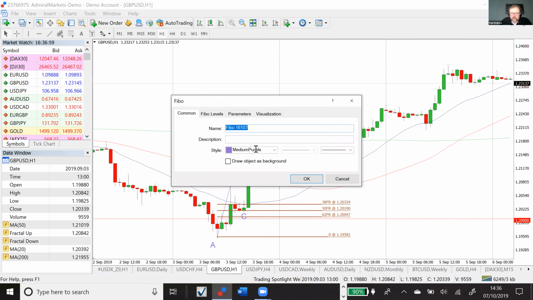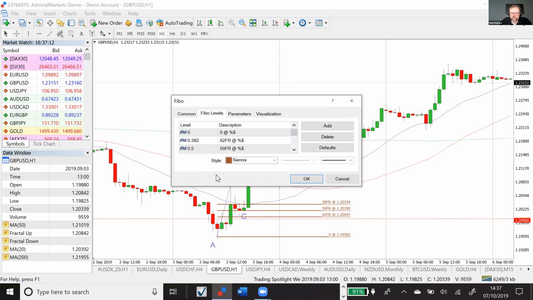What you can do here is just select that, and that means you can change the colors, and you can change the width, or the depth of the lines, depending on how clear you want to see them on your particular tools.